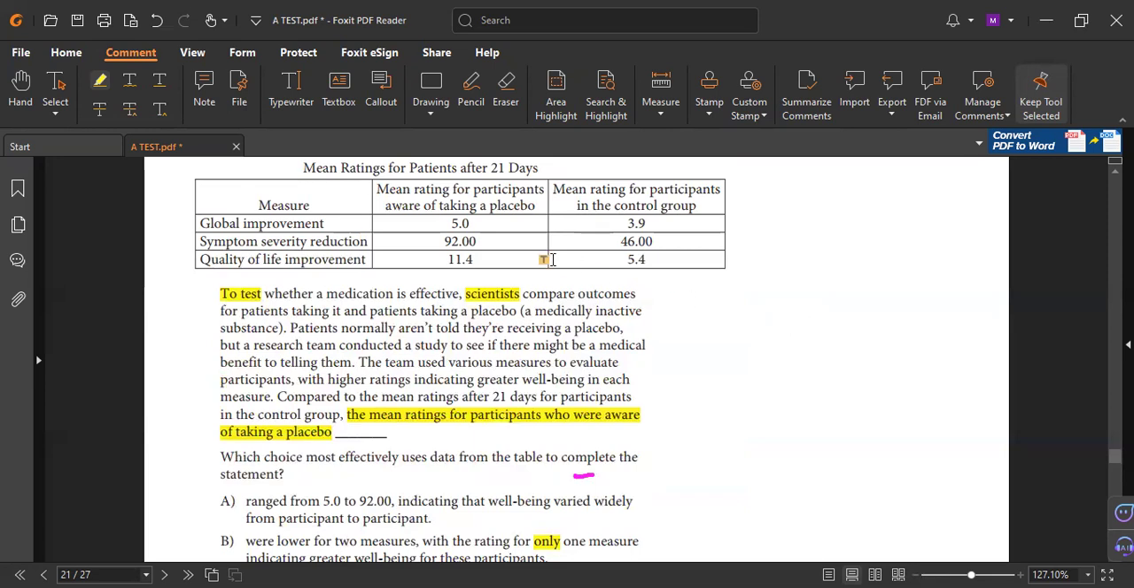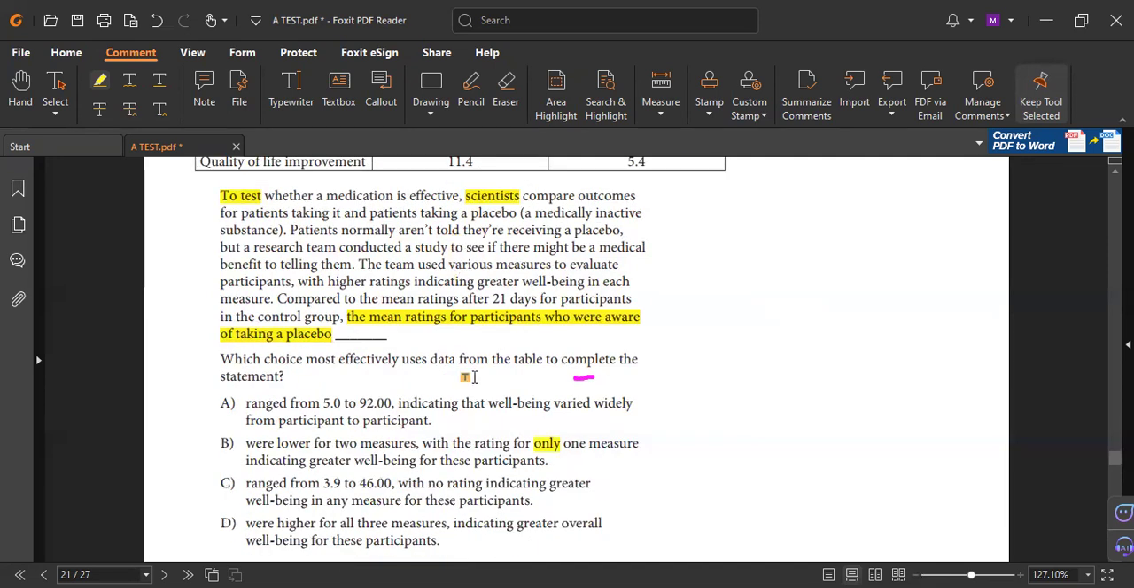Let me have you look at this point. Mean rating for participants in the control. All three here, it's higher. This is higher, this is higher. This means overall it is better. So great overall well-being for these participants. So they support everything. Yes or no? Yes. That is what I'm talking about here: not only one measure, but overall.